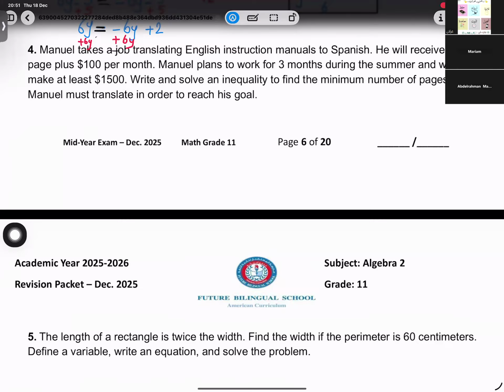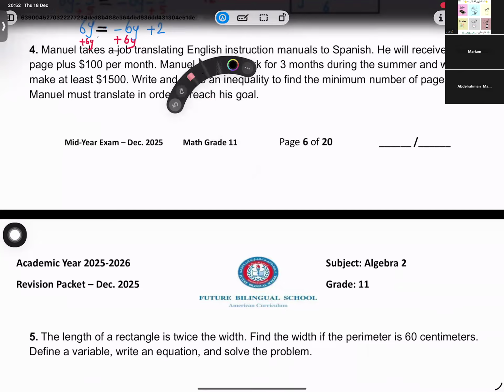16 per page, plus per month, so 300. So he will make 300 and he wants to make 1200 more. So you do 1200 divided by 15, so divide by the pages.